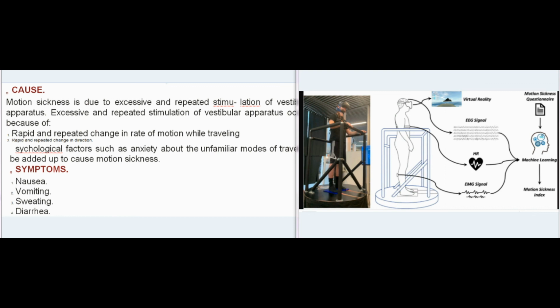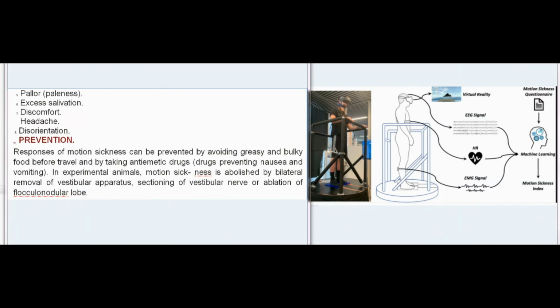Symptoms: nausea, vomiting, sweating, diarrhea, pallor or paleness, excess salivation, discomfort, headache, disorientation. Prevention: responses of motion sickness can be prevented by avoiding greasy and bulky food before travel and by taking antiemetic drugs, drugs preventing nausea and vomiting. In experimental animals, motion sickness is abolished by bilateral removal of the vestibular apparatus, sectioning of the vestibular nerve, or ablation of the flocculonodular lobe.